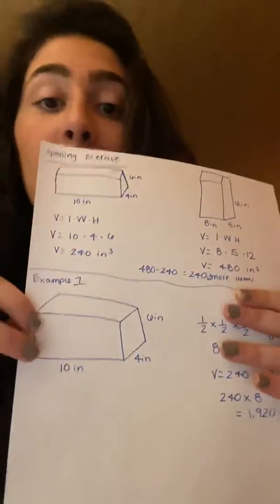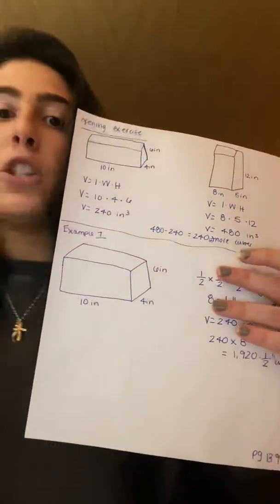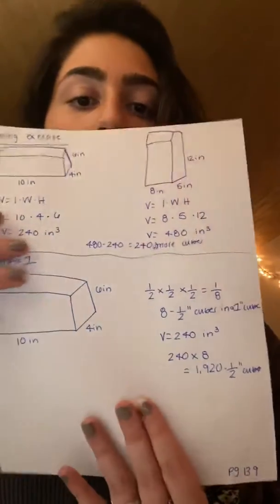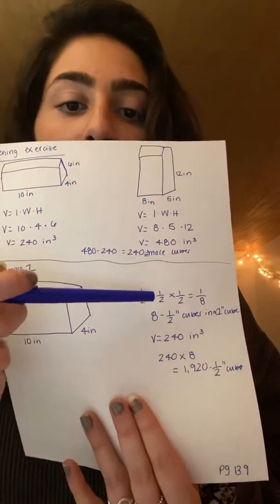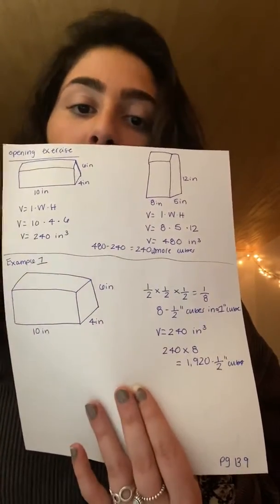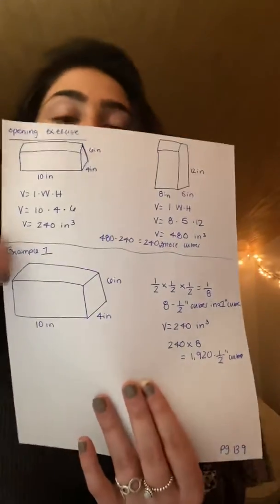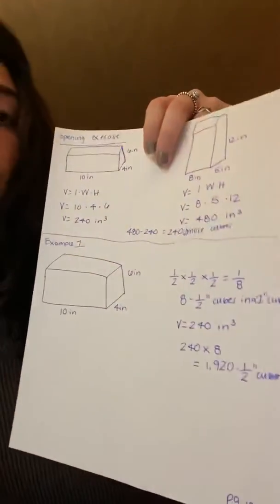So on your paper, you'll see that you have your box. I drew mine again. This is the same one as the opening exercise. So here's the work that I did. I did 1/2 inch times 1/2 inch times 1/2 inch, and I got 1/8. With multiplication, I multiplied my numerators, I multiplied my denominators, and I got 1/8.